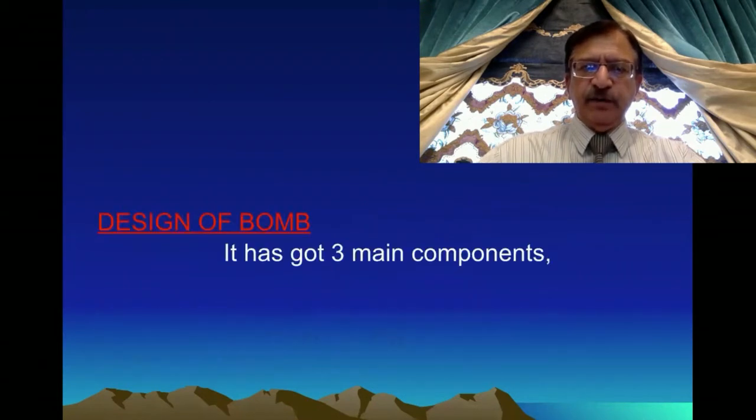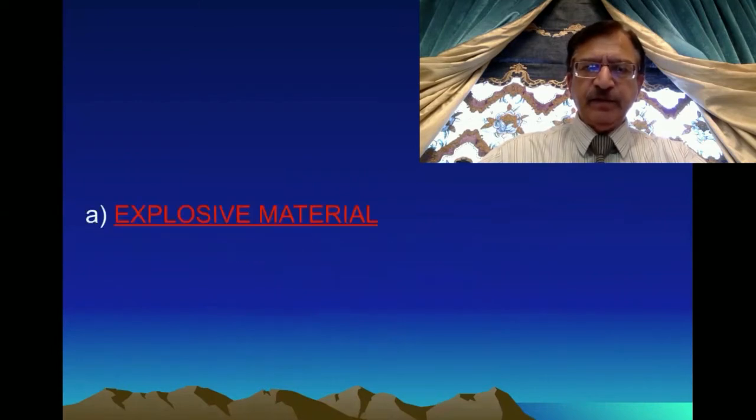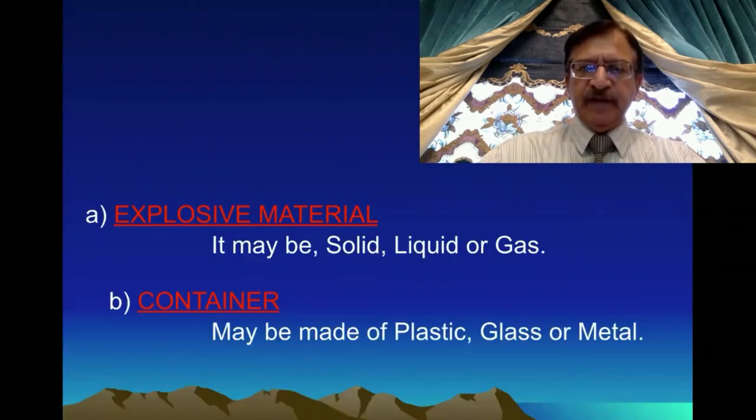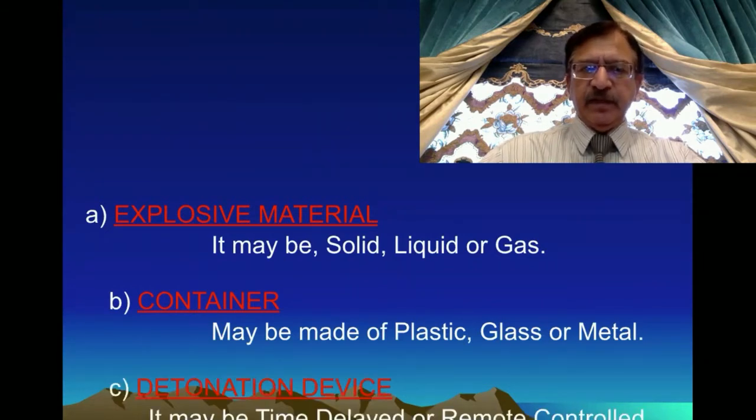The basic design of the bomb is that it has three main components: the explosive material, which may be solid, liquid, or gas; and the container in which all the ingredients are contained, which may be of plastic, glass, or any other material. Then the detonating device. This may be a time-delayed or remote-controlled device.